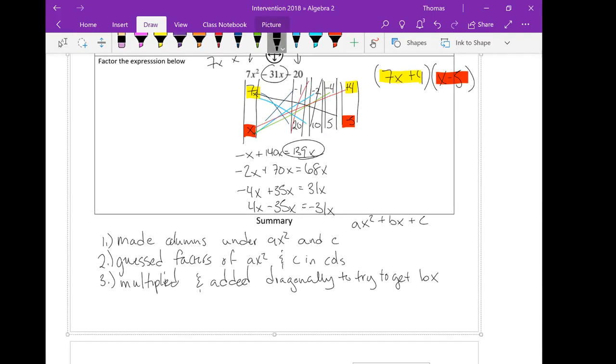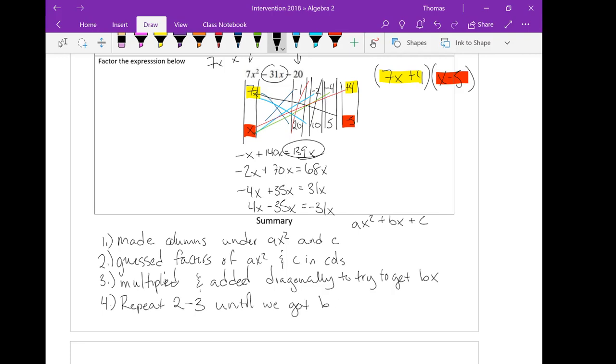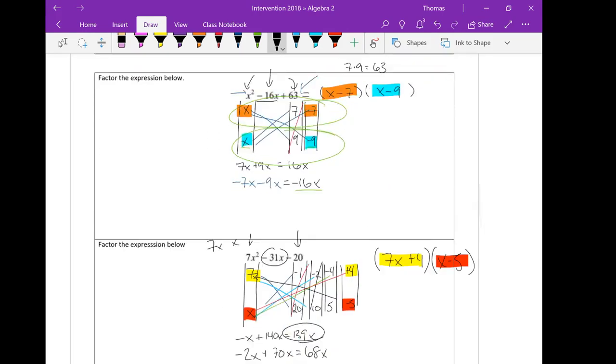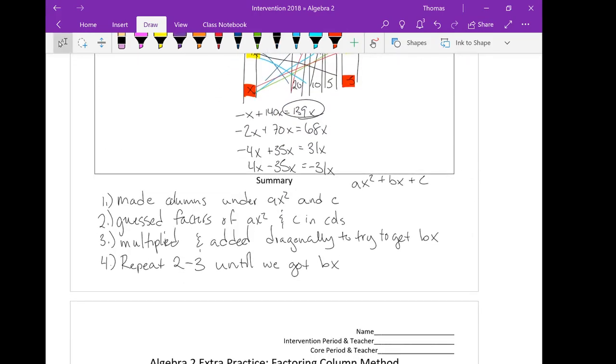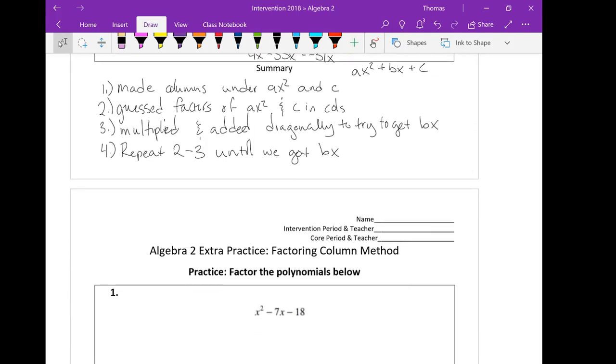And then we really just repeated steps 2 and 3 until we got bx. Right? We tried different columns, different factors until it worked out. So again, this is just one other way to factor. If this works for you, that's great. If you like the diamond box method better, that's fine too.